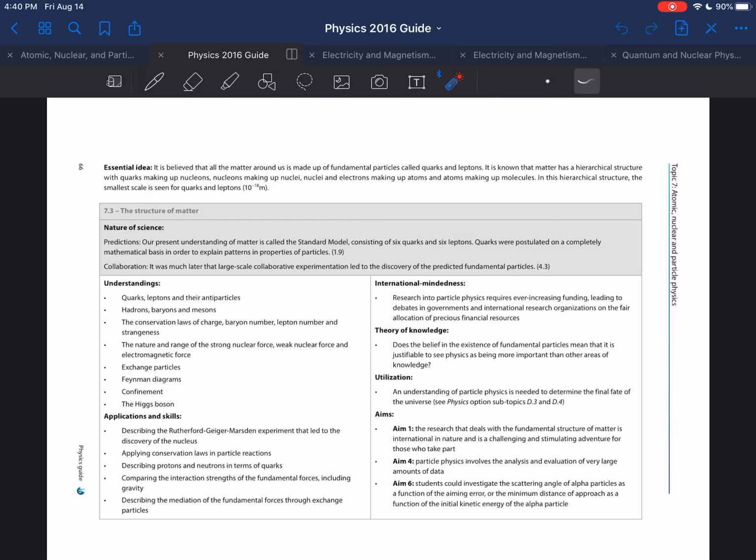Hello everyone! In this video, we will continue to examine topic 7.3, the structure of matter, and in particular, we'll be focusing in on exchange particles and Feynman diagrams.